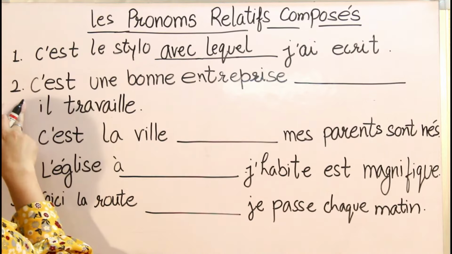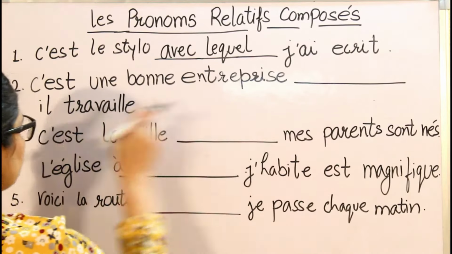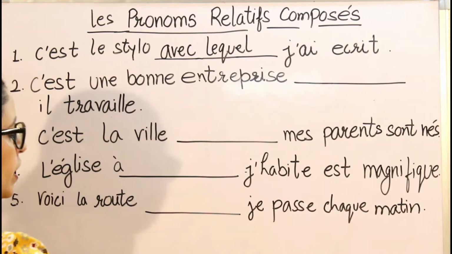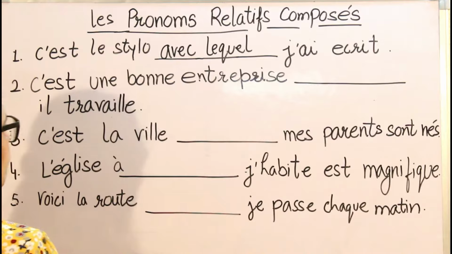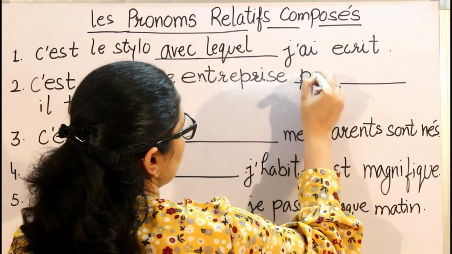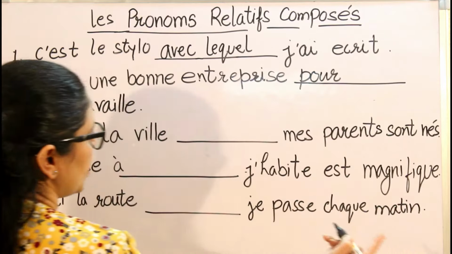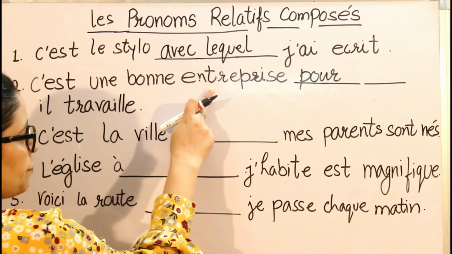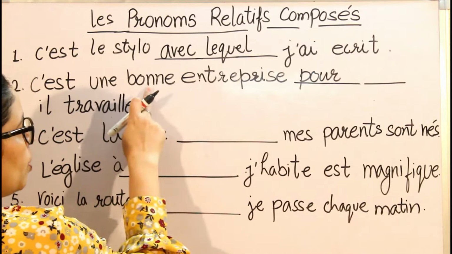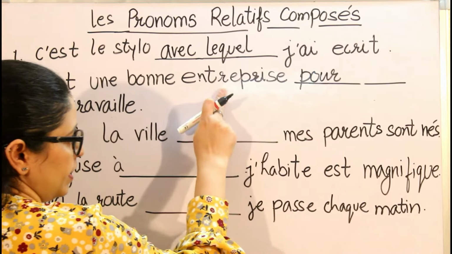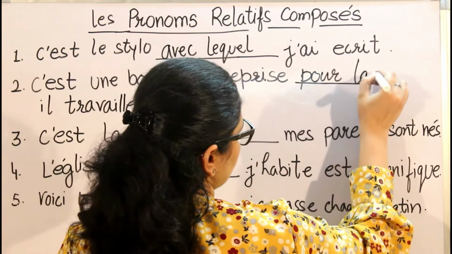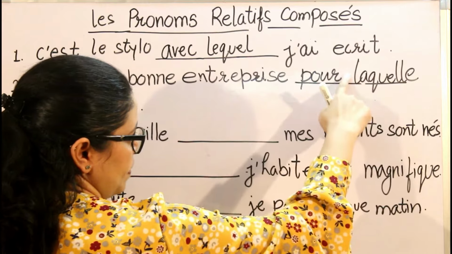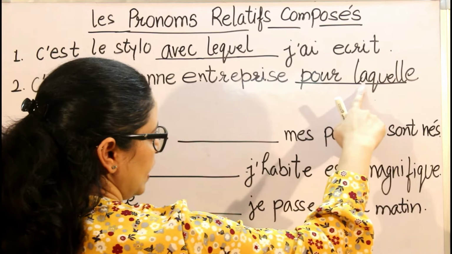Now the second one. C'est une bonne entreprise dash il travaille. This is a good company dash he works, in which he works, or for which he works. So for, you need to write pour. For which, again you cannot write quel independently. We need to check whether the word we are talking about is feminine or masculine. So bonne entreprise, entreprise is feminine. So we'll write laquelle. I'm leaving some gap here, but I'm not leaving any gap here. Laquelle will be written together.